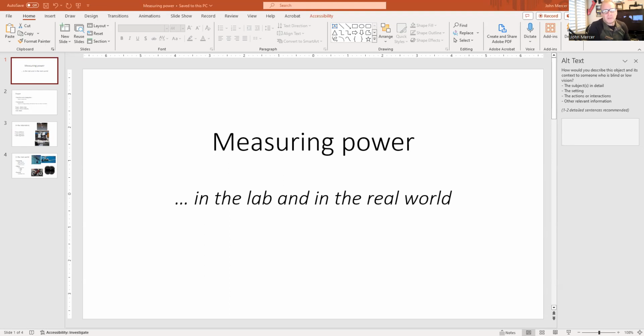However, with the miniaturization of instruments and the greater availability of wearable technology, being able to measure power has become much more commonplace out in the real world. And athletes have a lot of questions about how to use power to help them train for an event, as well as how to manage effort during an event. So let's talk about measuring power in the lab and in the real world.